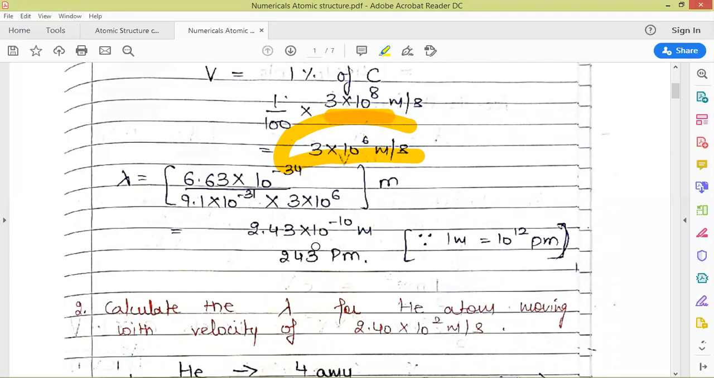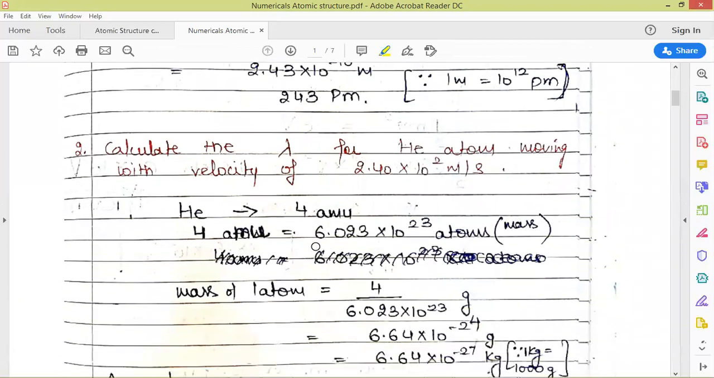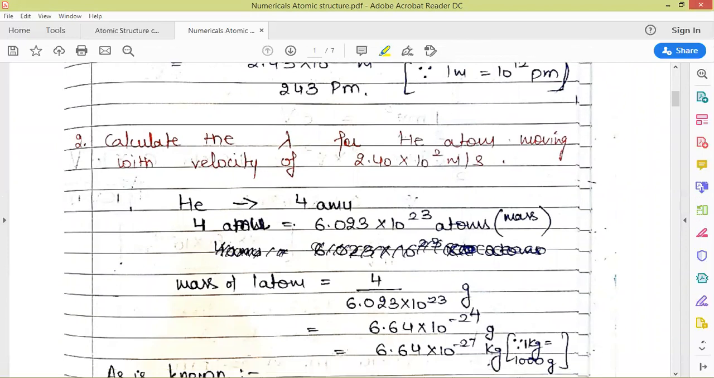I want you all to try solving these questions. Some of these questions I've already solved, and some I've left for you to solve. I'll be discussing each question. There are almost around 20 questions which we'll be discussing. These are all from your first unit, that is atomic structure.